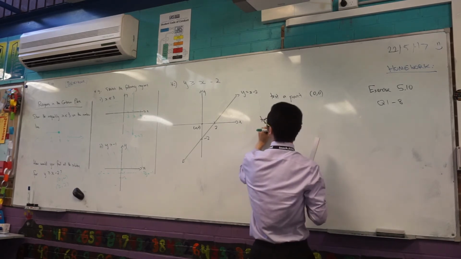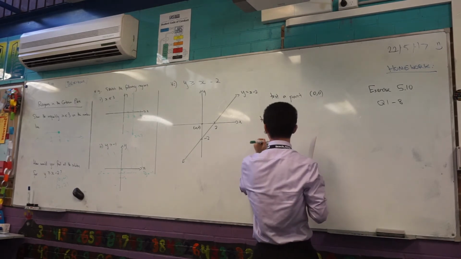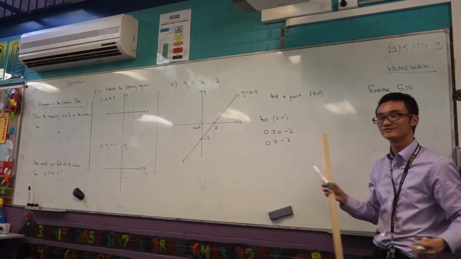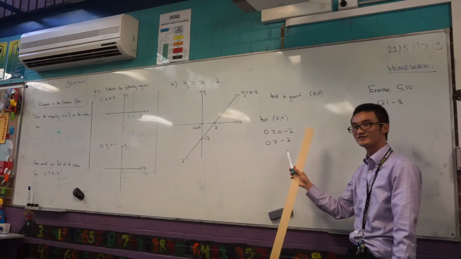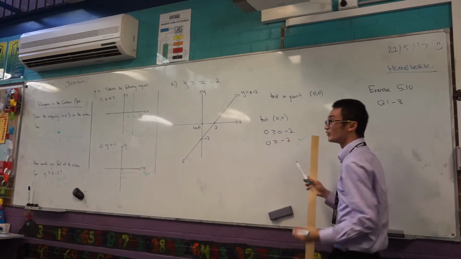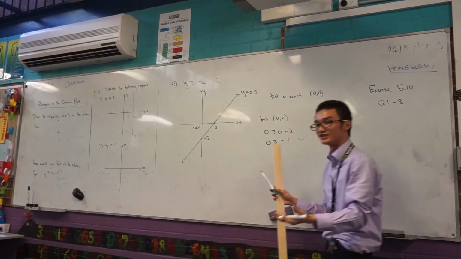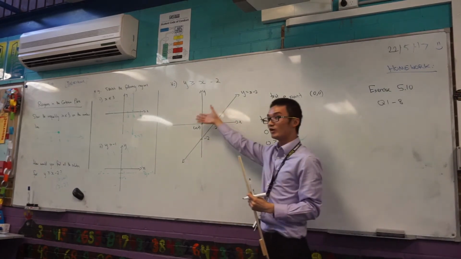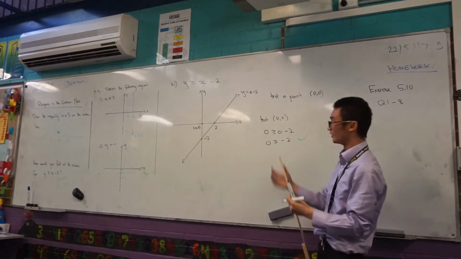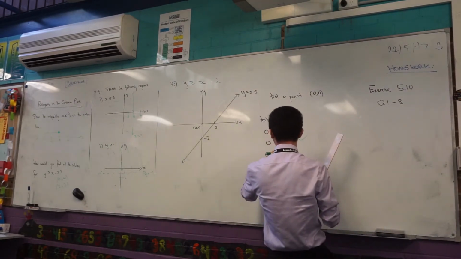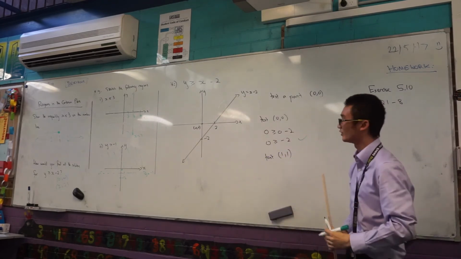We've got 0 greater than or equal to 0 minus 2. 0 is greater than or equal to minus 2. Is this true? Is 0 greater than or equal to minus 2? Yes. So we know that this point is in the region where we want it. We can test another point just to make sure. Let's test 1, 1.